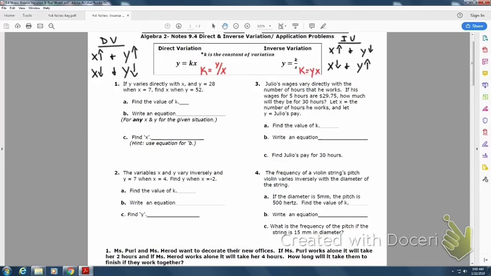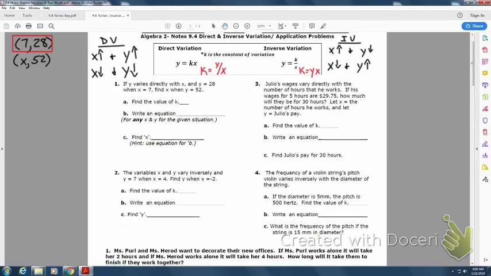So looking at 1, it says y varies directly with x. It says that y is 28 when x is 7. So there's one of my points. And then it says find x when y is 52. Whenever you're finding the k value, make sure that you are using the x and the y that's in the same point, or same coordinate. I won't use the 7 and the 52. Some people kind of get that mixed up.